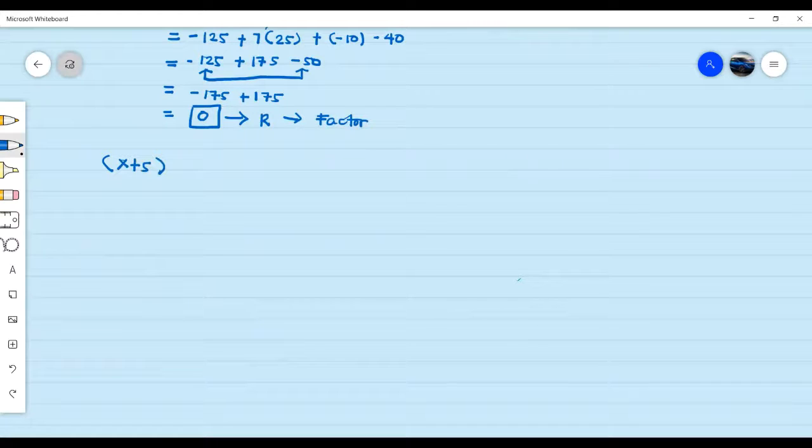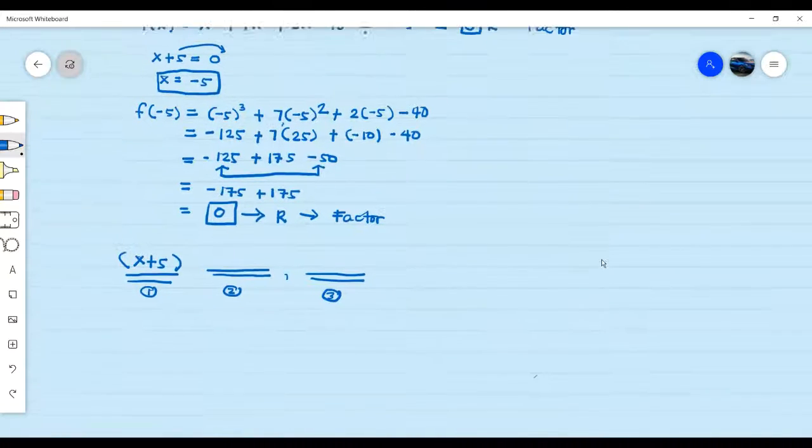All right, so this is one of its factors, and we need to find out the other two factors. So we need to find out the other two factors here. Okay, so this is our first factor, the second is missing, the third is missing. Sir, why is it that there are three factors?